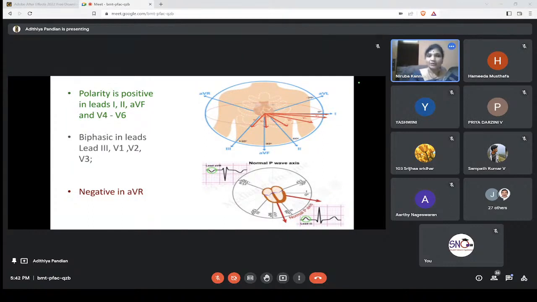AVR is negative. Polarity will be positive from that side. You can see AVL, lead 1, lead 2, V4, V6, all of which are towards that vector direction. And biphasic waves we can see towards the AVR side. What is there towards the AVR side? Lead 3, V1, and V2, and V3 also. All these you get as biphasic waves, and in the rest you get positive waves. Next slide, please.